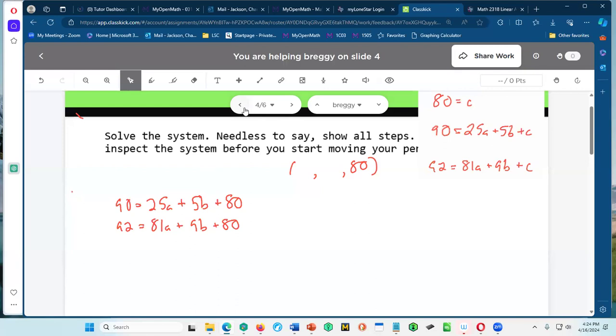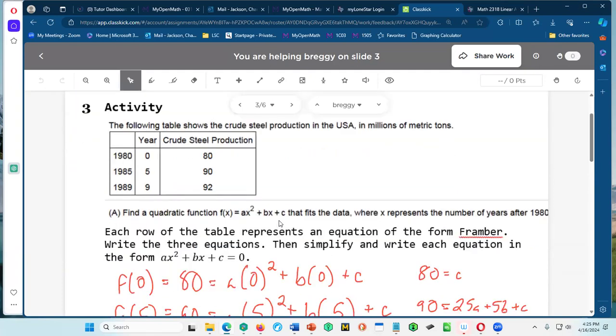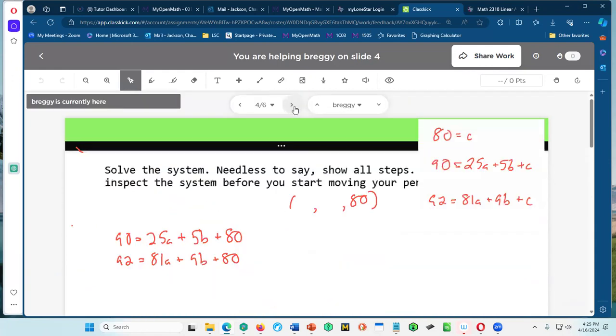Now, while you're working on that, we want to keep in mind the application. It says find a quadratic function that fits the data where x represents the number of years after 1980. So that's kind of the context of what we're doing.